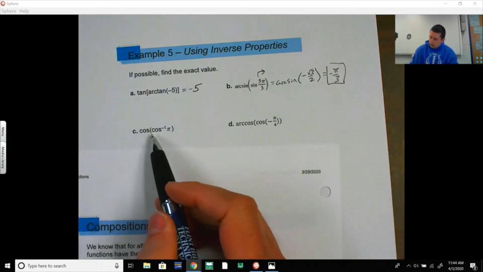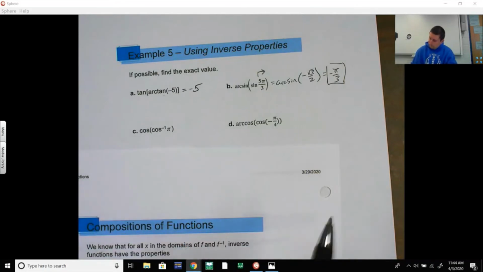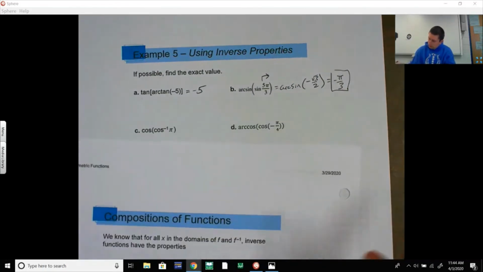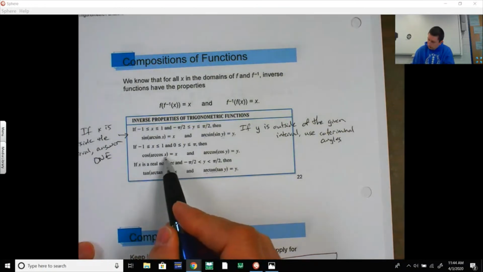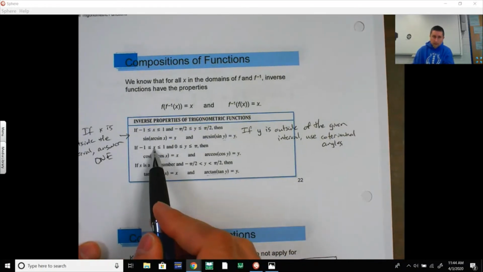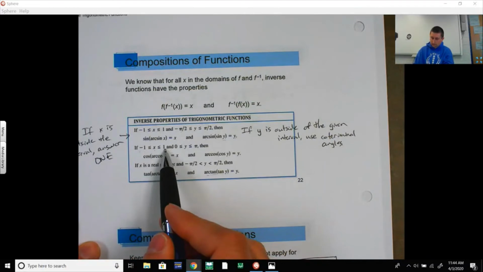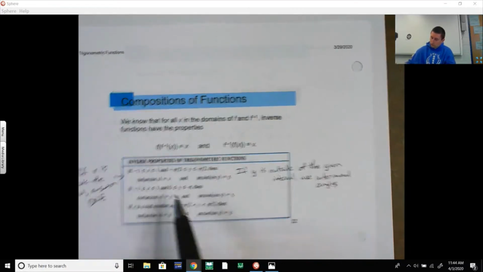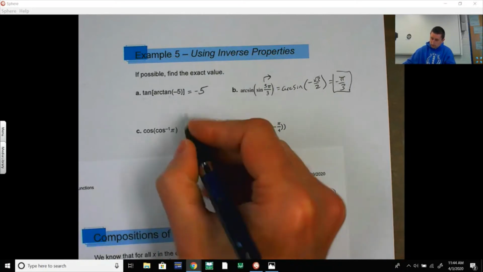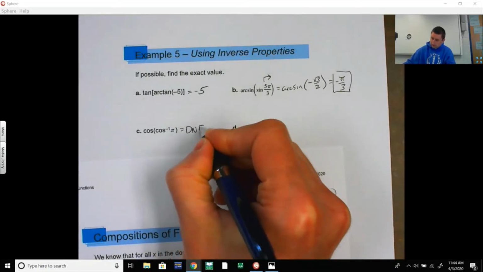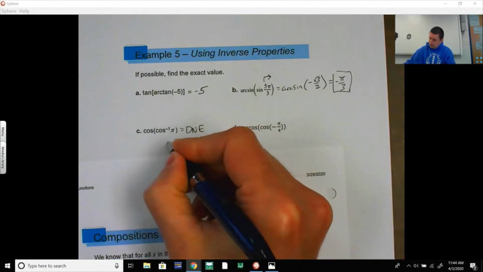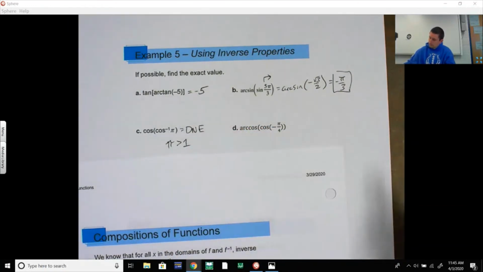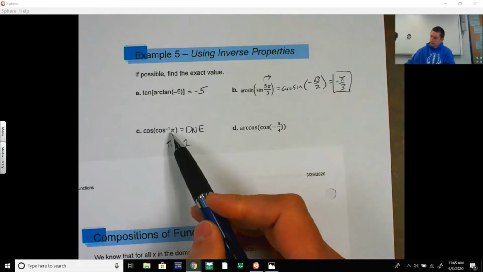The cosine of the arc cosine of pi. Okay, so cosine comes first. Cosine of the arc cosine of x. So x has to be between negative 1 and 1. So is pi between negative 1 and 1? No. So this does not exist. Pi is greater than 1. Remember, the domain here has to be between negative 1 and 1.